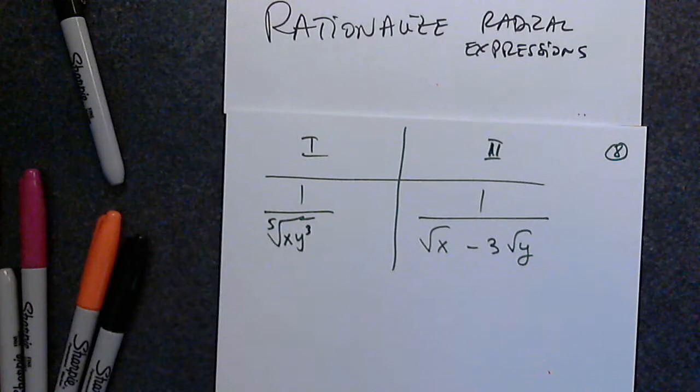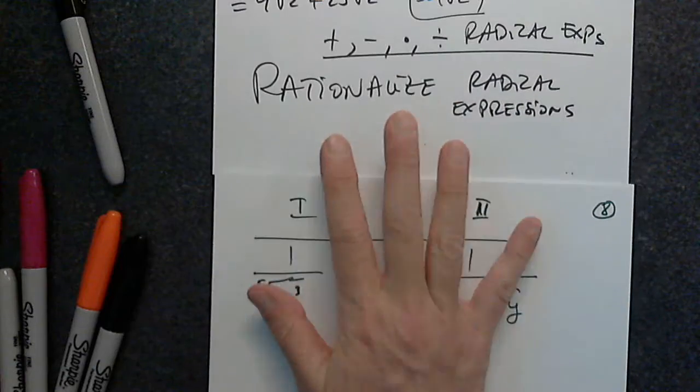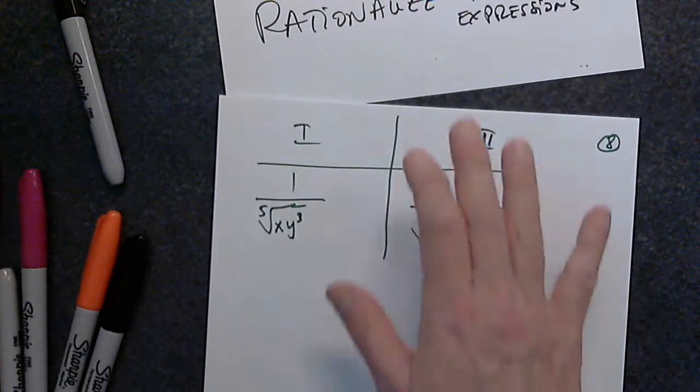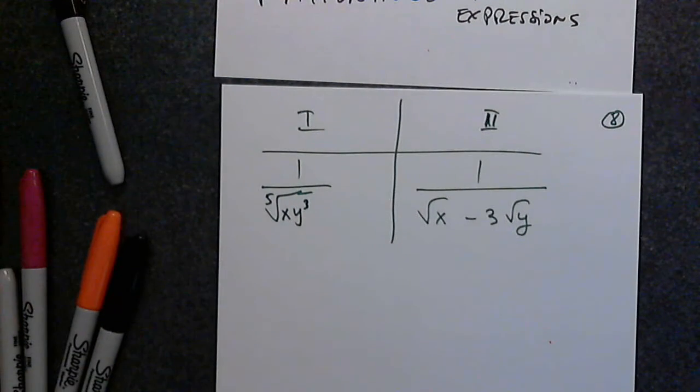They will be treated differently. What are we trying to do? To rationalize the denominator. How do we rationalize the first one?